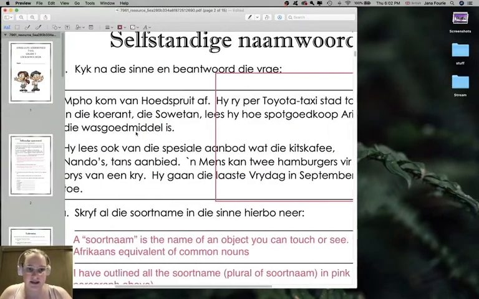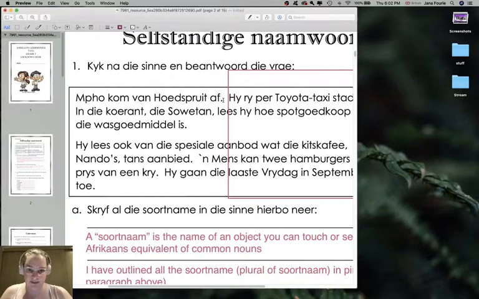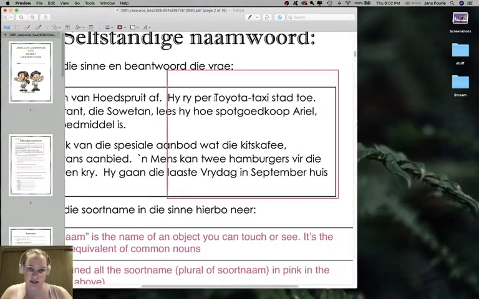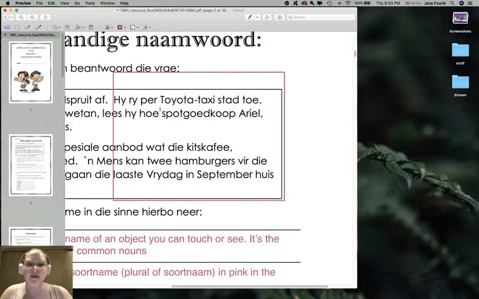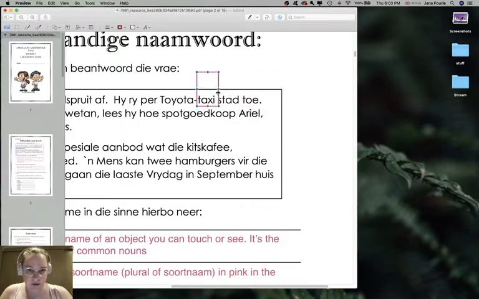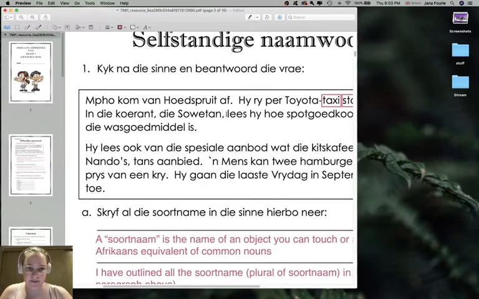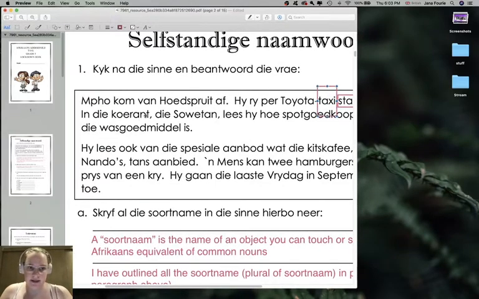Okay, so let me start with this. "Mpho kom van Hoedspruit af." So no common noun in this one. "Hy ry per taxi", so he rides per taxi. Oh my goodness, my English just went. Anyway, the first one we have here is Toyota taxi. In this specific instance, only the taxi part is a common noun. So we've got taxi. Then I'm just going to copy this, because stad, which is city, is also a common noun.